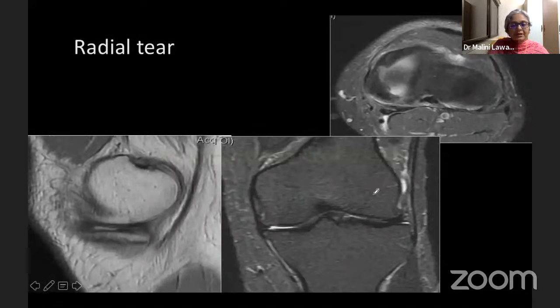Another example of radial tear, normal body of meniscus. Here you can see it is significantly truncated. See this defect out here. On the axial images, you can see this is the meniscus, the black appearing one. And you can see this is the radial tear out here.